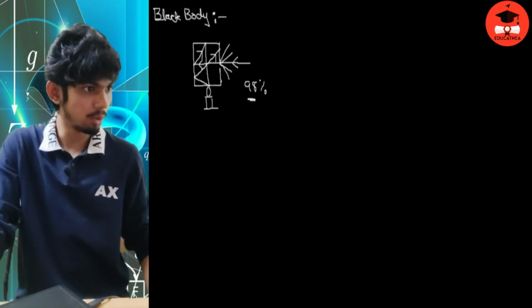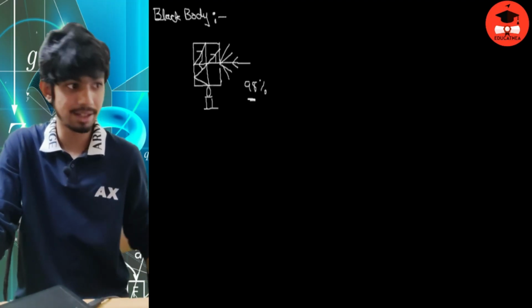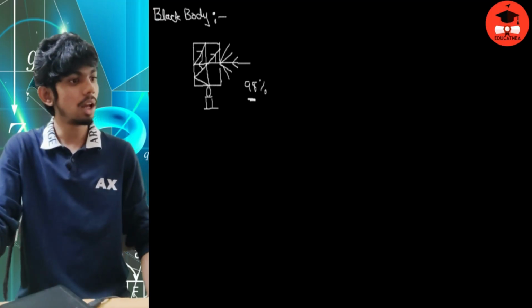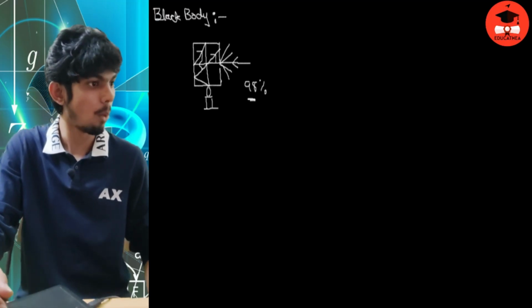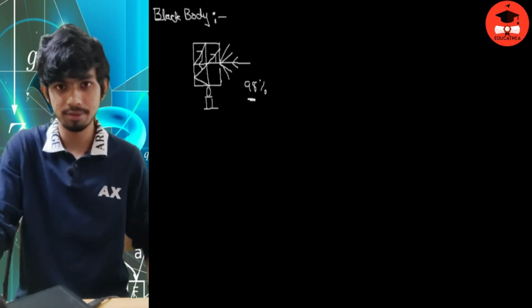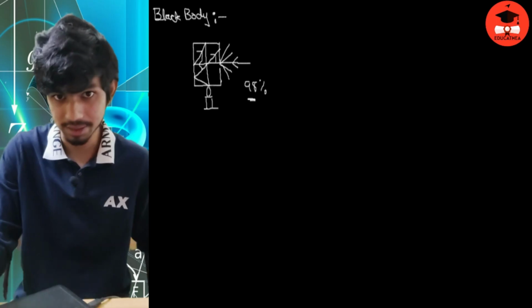Alright. So now you understand, when you shine light, then it does not come out. But when you heat it, light does come out. So now the question is, how can we model this black body using the knowledge that we already have? That is, using classical physics.